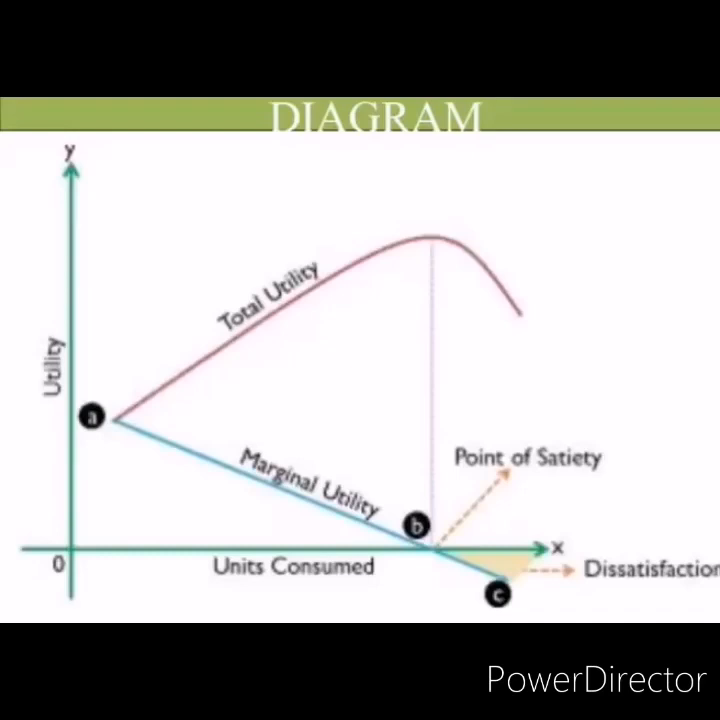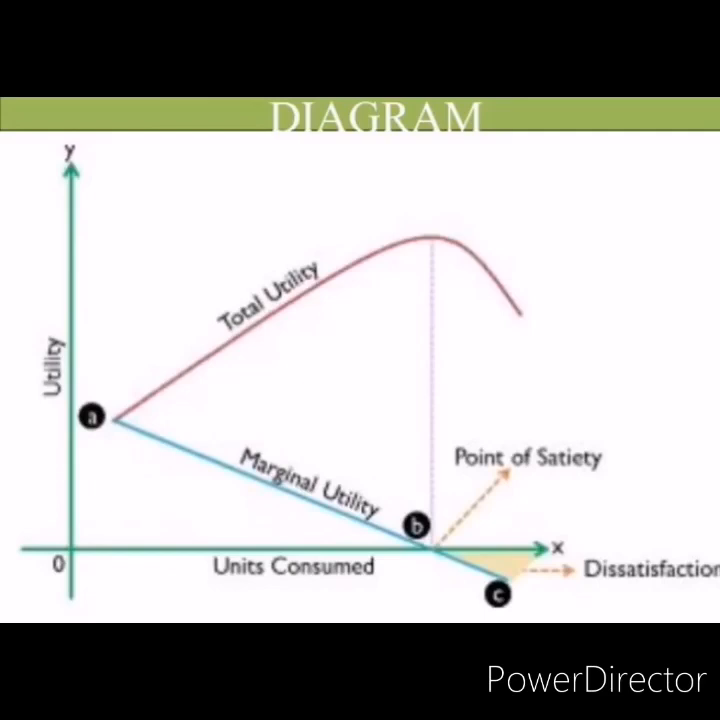So look here, the TU curve, the total utility curve, the red line, is the total utility curve and the blue line is the marginal utility curve. OX axis represents the units and OY axis represents the utility. So here I am explaining to you that whenever we consume goods, at the start the total utility keeps on increasing but at a diminishing rate, and after a particular consumption the TU becomes maximum or constant, and after that TU starts declining.